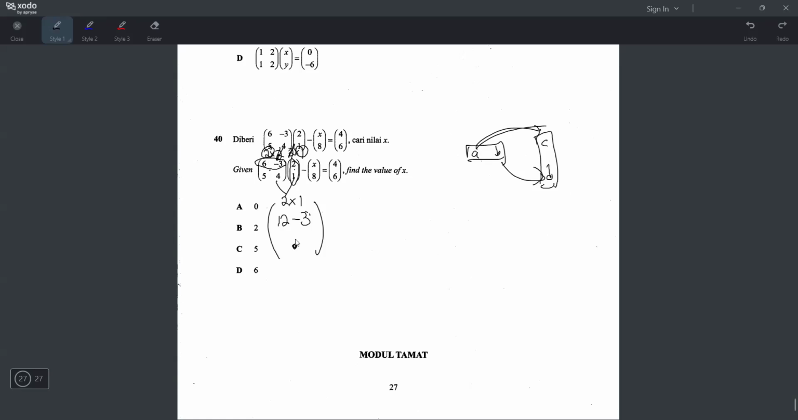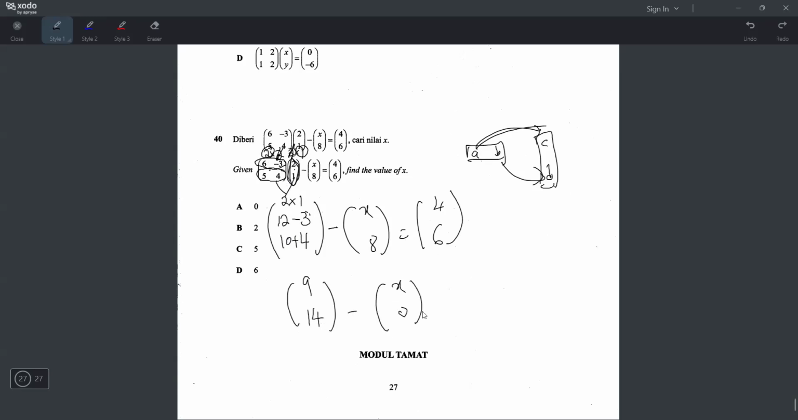What about the bottom number? Repeat the same process, but this time the second row, but still the same column. So 5 times 2, 10. 4 times 1, 4. If there's nothing in between, means plus, right? Okay, now it's multiplied. Now what do we minus? Minus x8 equals to 4, 6. Okay, 12 minus 3, 9. 10 plus 4, 14. Minus x8 equals to 4, 6.